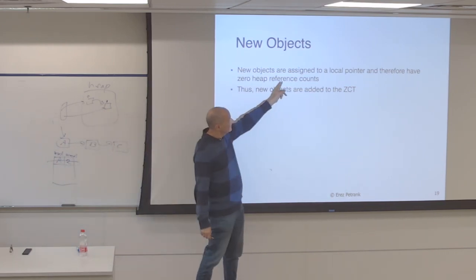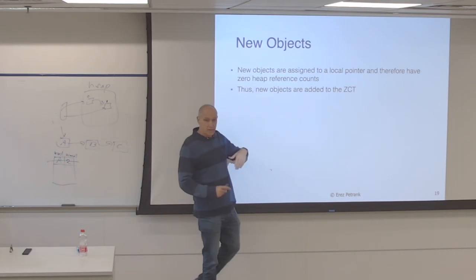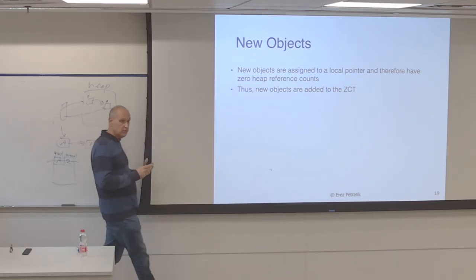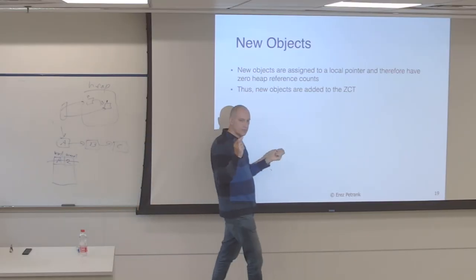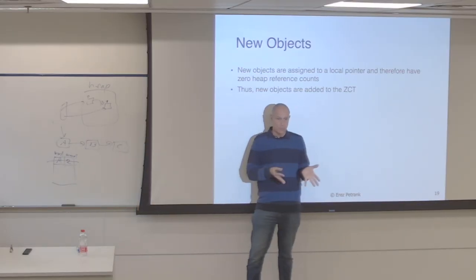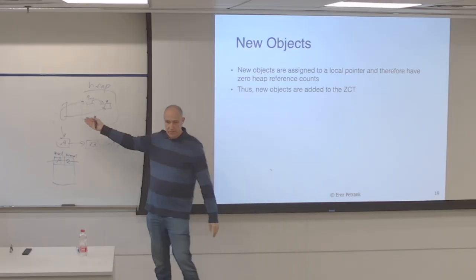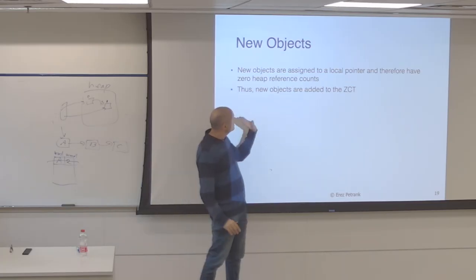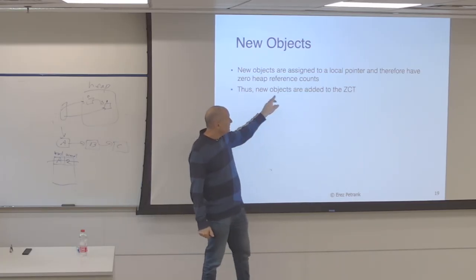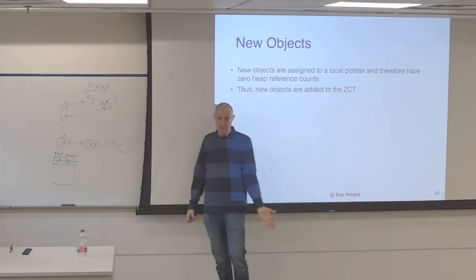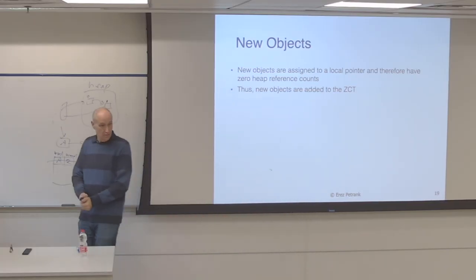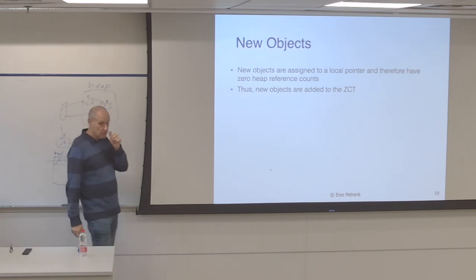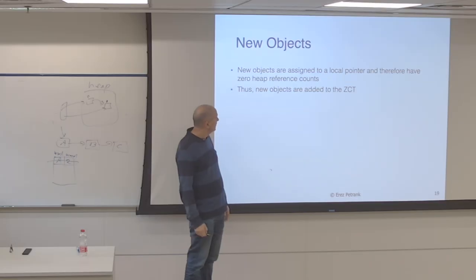New objects. So when you do a malloc or a new, usually you get a reference from the roots. You get a local pointer to the new object. And since local pointers do not count for the reference counts, we just give it a reference count 0, but we have to put them in the ZCT because they have a reference count 0, and they are only a reference from the roots, new object. So this is how new objects are treated.